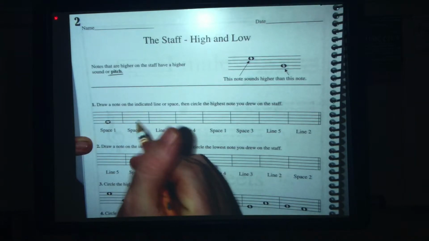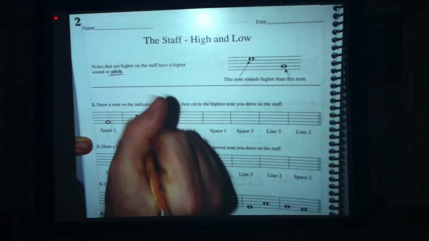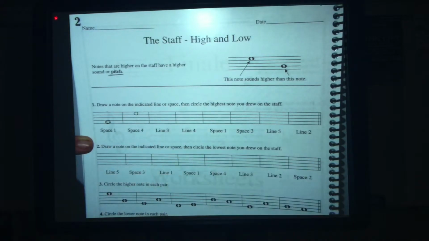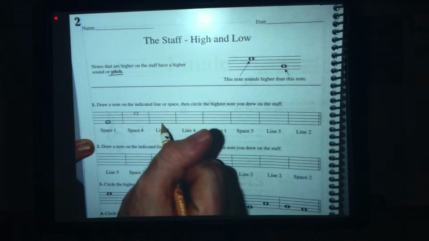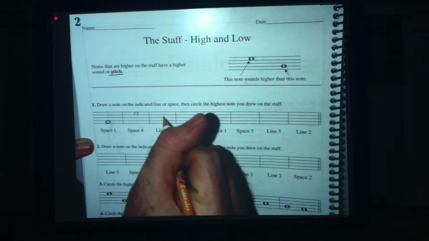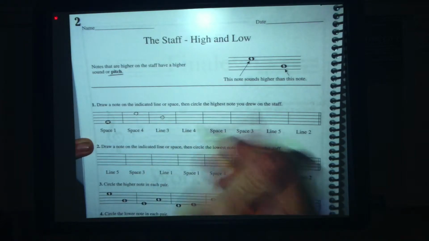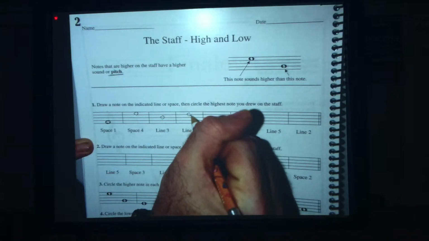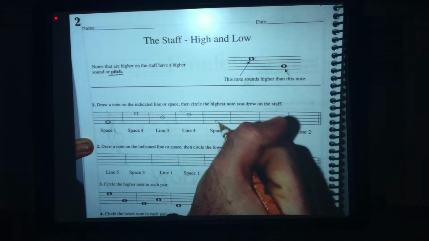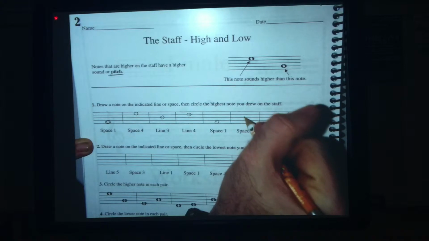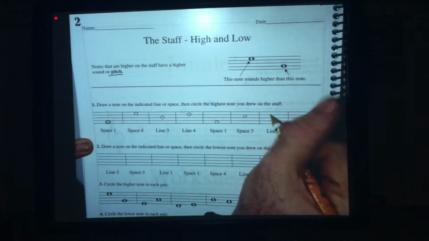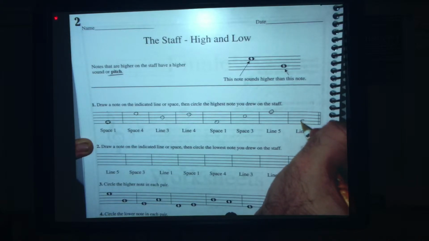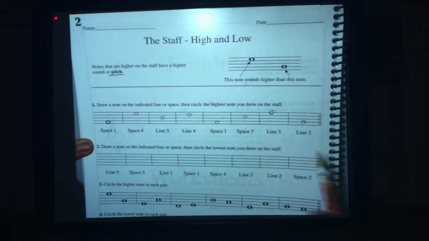Space 4, 1, 2, 3, 4, just like you learned from the first worksheet. If you haven't done page 1, you need to go back and do it before you do this one. Line 3, 1, 2, 3. Line 4, 1, 2, 3, 4. I'm always counting from the bottom up. Space 1, space 3, line 5, and line 2.